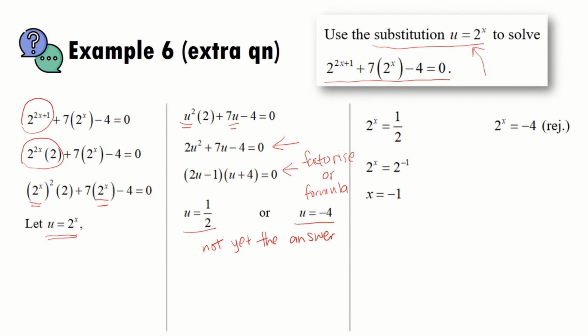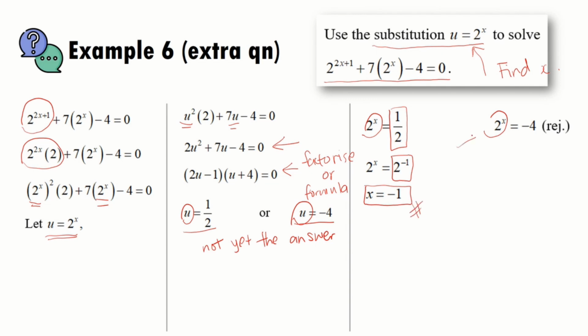Because as I mentioned earlier, the question is trying to ask us to find x. So we need to replace the u with 2 to the power of x such that we get these two equations here. Now that we have these two equations, we will proceed with solving it to get the value of x. So we need to see that half is actually 2 to the power of negative 1. Then we equate the exponents to get that x is equals to negative 1. So that is one of the answers.